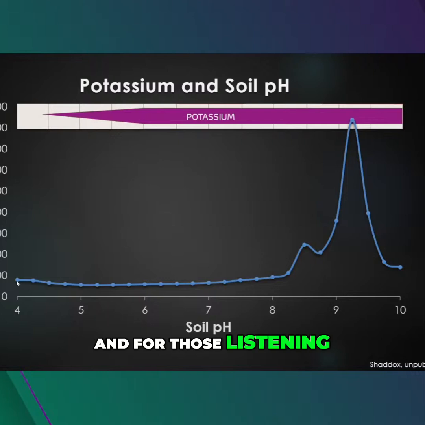And for those listening, from pH 4 to pH 8, the extractable potassium is about as flat a line as you can make with real agricultural data. There is no change in extractable potassium between pH of 4 and pH of 8. These are on Kentucky soils only, okay?